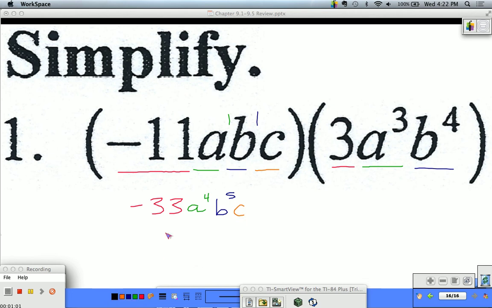We know that our answer is in simplest form if we don't have any fractions that can be simplified, if we don't have any negative exponents or any other operations that we can perform in the problem.